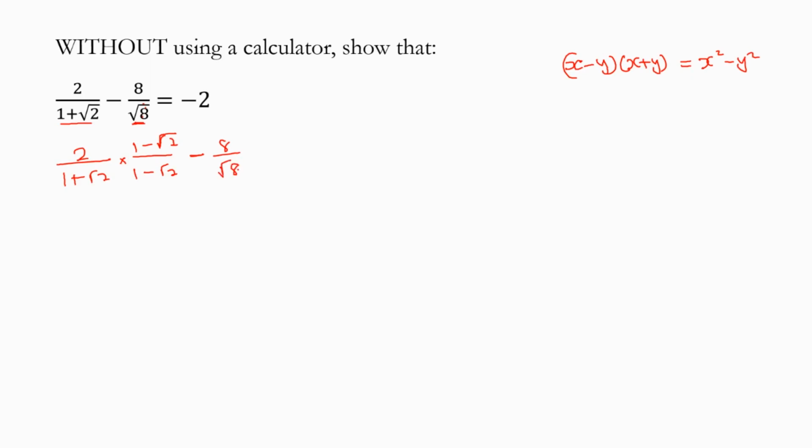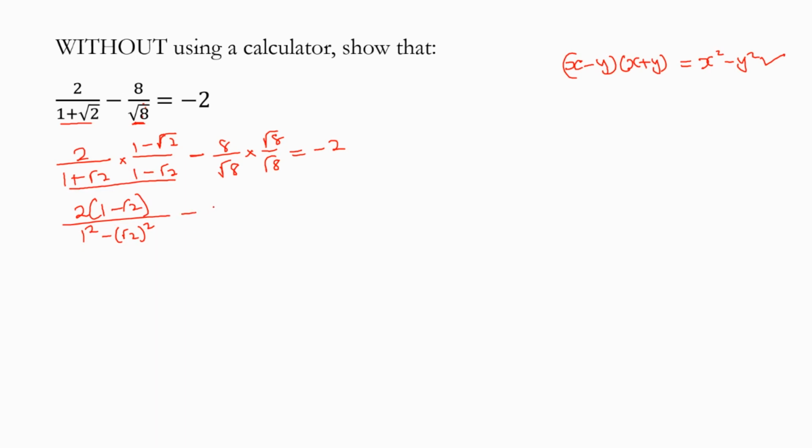And then here, this one is easy. You just multiply by the square root of 8 and also multiply the numerator by square root of 8, is equal to negative 2. Now let's apply our difference of two squares. So it means the numerator is going to be 2 times 1 minus square root of 2. And then the denominator is going to be 1 squared minus square root of 2 squared. You see that? We have applied the difference of two squares here.